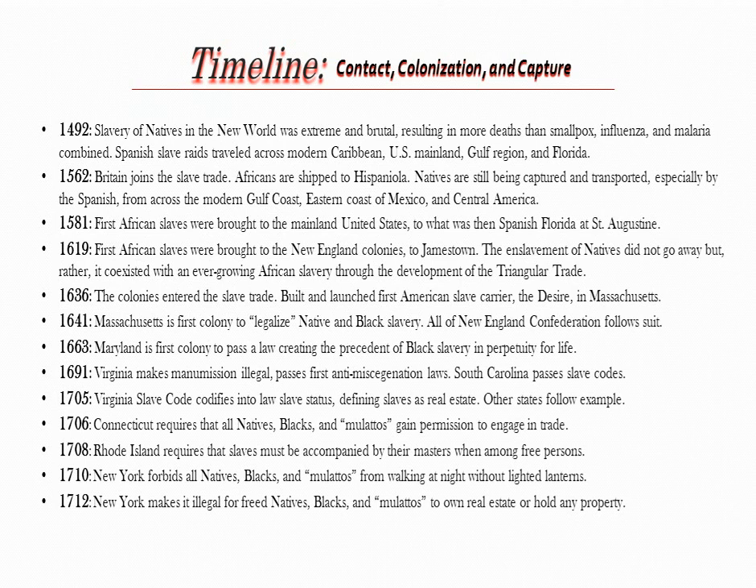In 1706, Connecticut requires that all natives, blacks, and, quote, mulattoes, or mixed-race people of color, gain permission to engage in trade. 1708, Rhode Island requires that slaves must be accompanied by their masters, but among free people. And in 1710, New York forbids all natives, blacks, and mulattoes from walking at night without a lighted lantern. In 1712, New York makes it illegal for even free natives, blacks, and mixed people to own any real estate or hold any property. We're viewing this now as a gradual increase in the way that slavery has taken hold through law.